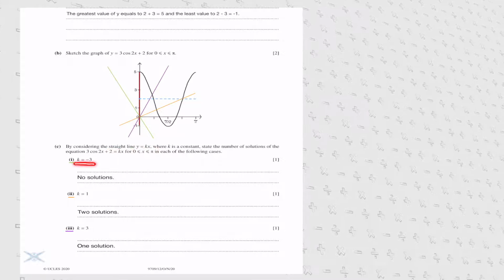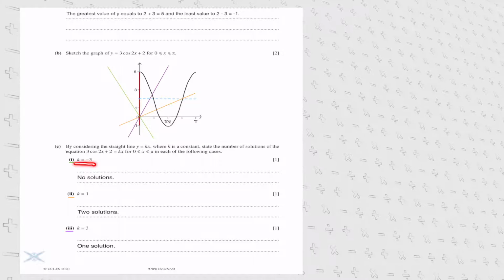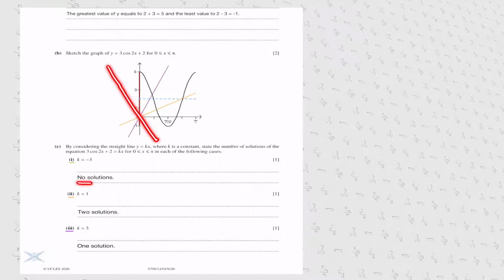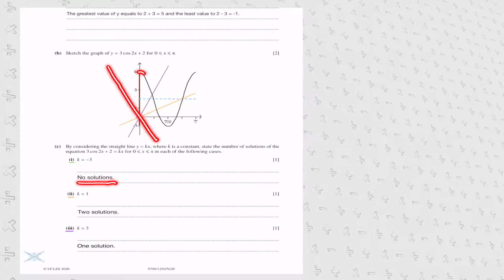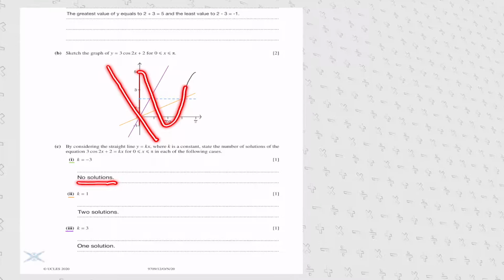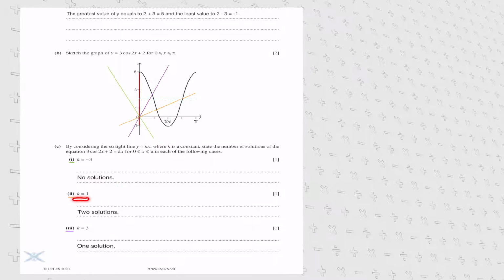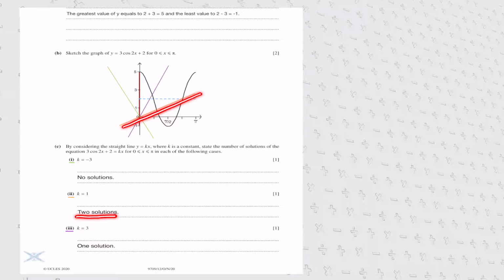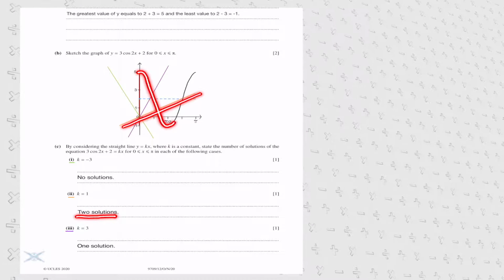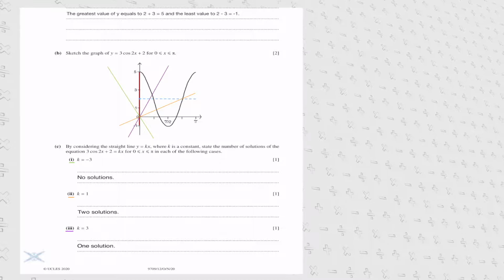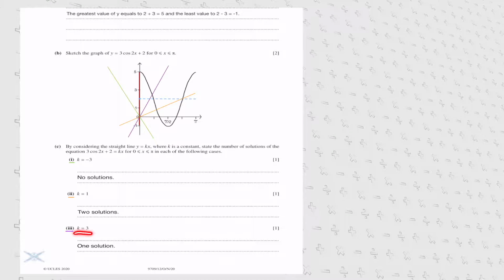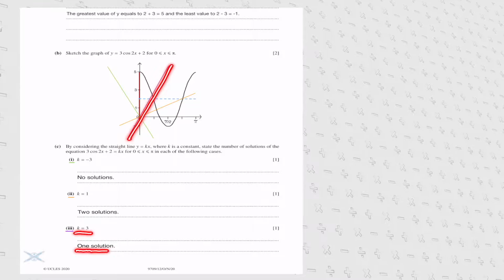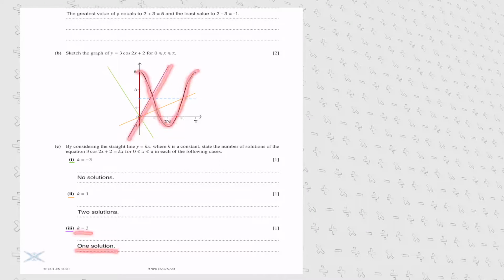So for k equals -3, k representing the gradient of the line, which I've put into the sketch of exercise B, we can conclude that there would be no solutions, since the line neither intersects nor touches the function within the interval of 0 and pi. For k equals 1, which line is represented in orange, we can see that we would get 2 solutions, as it would intersect the function at 2 distinct points. And finally, for this line having the gradient +3, which is represented by the purple line, we can easily see that there would only be one solution, as the line would intersect the curve at exactly 1 point.